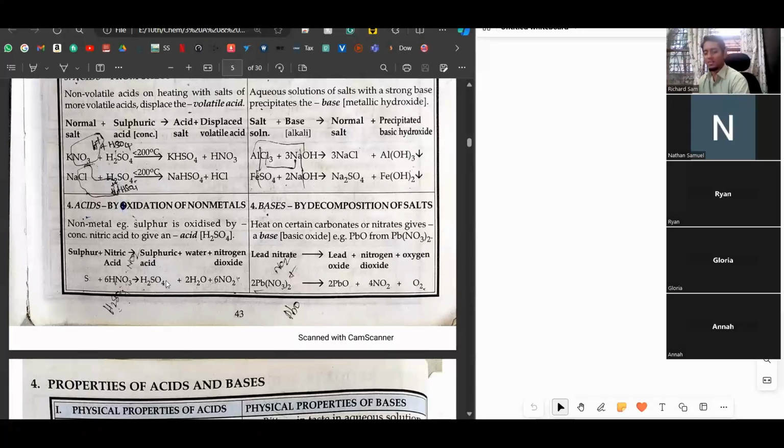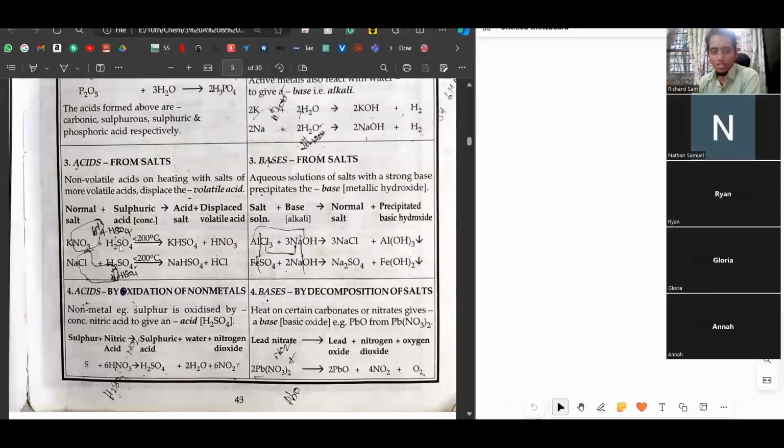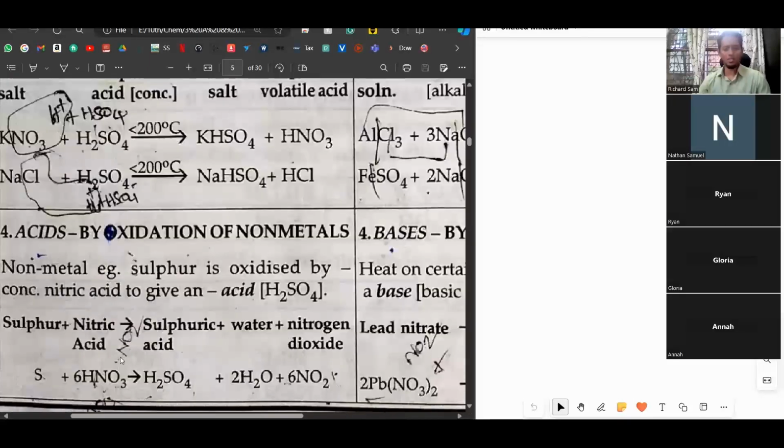Yeah, this reaction is a little different. It doesn't follow the normal rules. So you have to just write this reaction and learn it. Okay. Sulfur plus nitric acid forms sulfuric acid plus water plus nitrogen dioxide. Remember the rule we just now said over here? From sulfuric acid, you can make nitric acid. That means from a less volatile acid, you can make a more volatile acid. But see, here it's exactly the opposite. They're using nitric acid to make sulfuric acid. So how is this possible now?